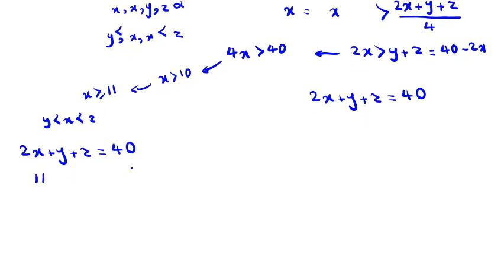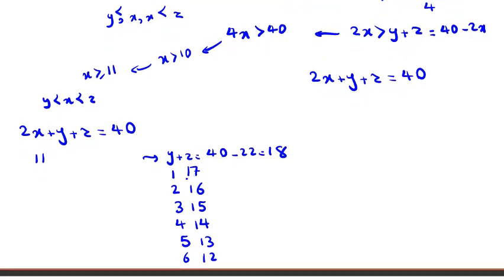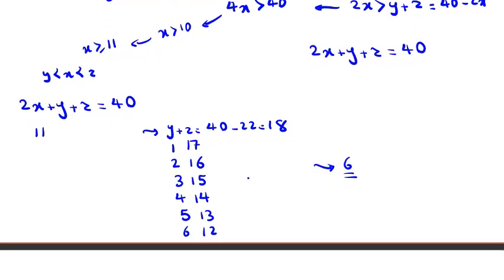The first one. If x is 11, then y plus z equals 40 minus 2 times 11, minus 22, which equals 18. So y is less than that. So here we can say, okay, y, z can be 1, 17. The next case is 2, 16. And next case 3, 15, 4, 14, 5, 13, and 6, 12. Okay, we've written all the cases and we see that y is less than x, less than z in all these cases, 1, 2, 3, 4, 5, 6. So 6 cases we have here.